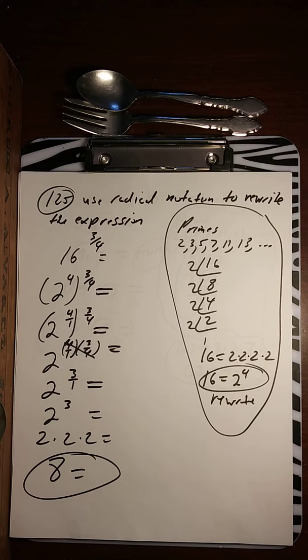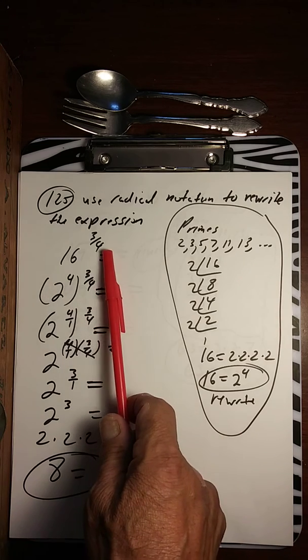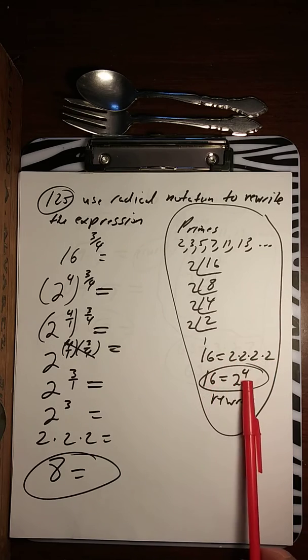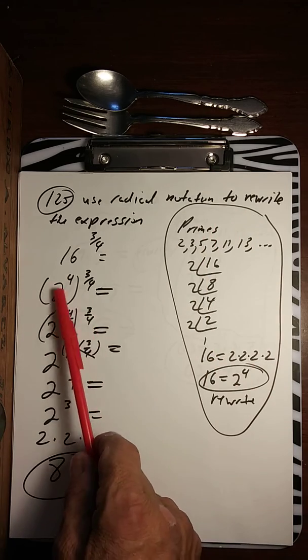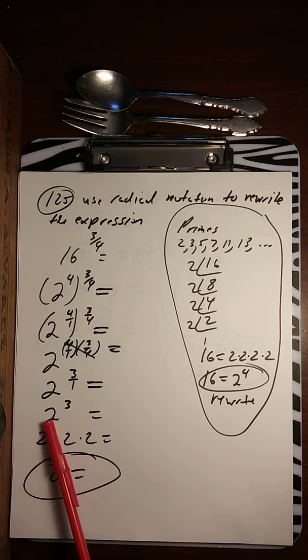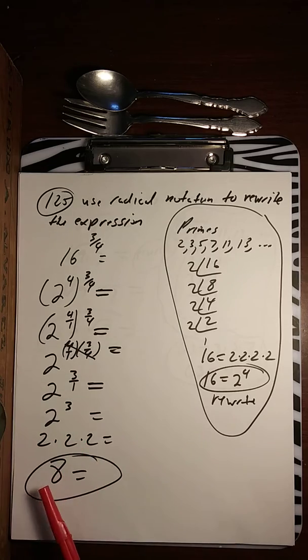Use radical notation to write the expression. So this 2 divides it. 16 is that, or 16 is 2 to the 4. Prime numbers. 2 to the 4 is that. 4 over 1 times this. 4 times that. 4 times that. 4 is cancel. 3 over 1 is 3. 2 to the 3 means 2 times 2 times 2 is 8.